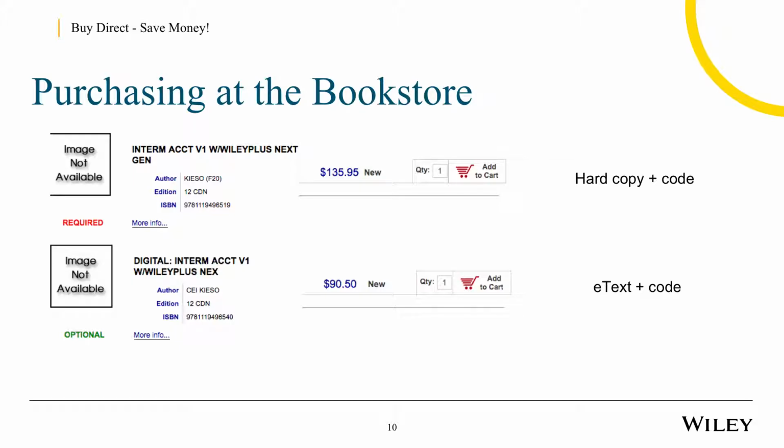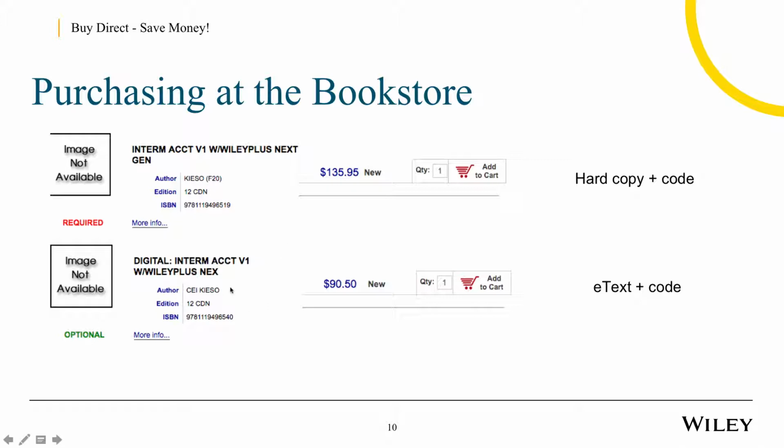If you log onto your Aurora, onto your book list, there's two options for the bookstore. There's the more expensive one, $135.95. That's the hard copy plus the WileyPLUS Next Gen. That's just new WileyPLUS. It is a new edition this year. It's the 12th edition. You likely have to buy it new just because it comes with this new access code as opposed to what you might have used in the past.